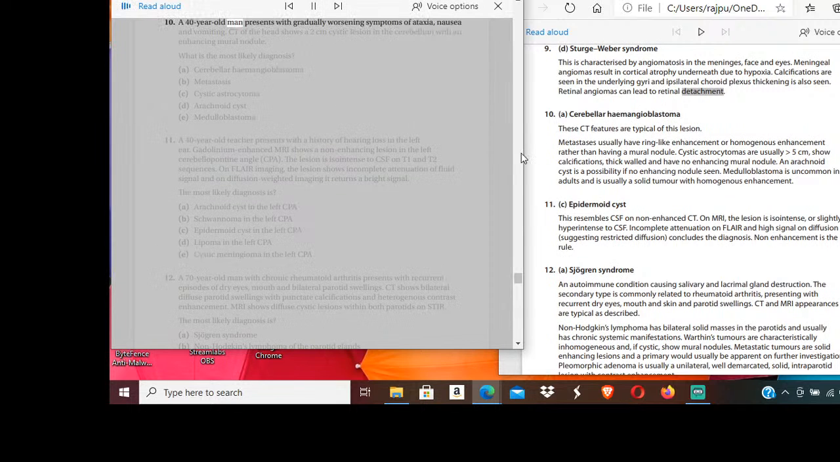10. A 40-year-old man presents with gradually worsening symptoms of ataxia, nausea and vomiting. CT of the head shows a 2 cm cystic lesion in the cerebellum with an enhancing mural nodule. What is the most likely diagnosis?